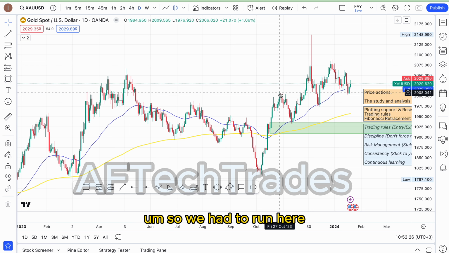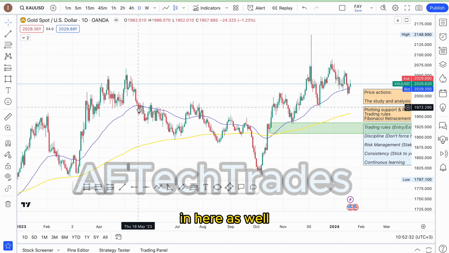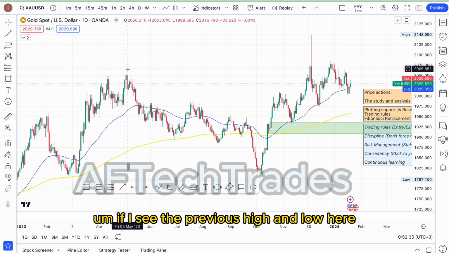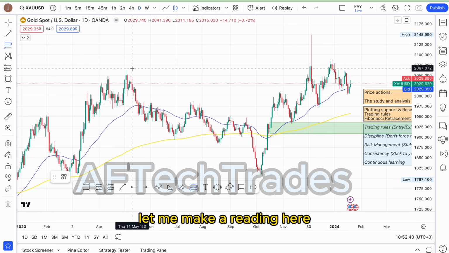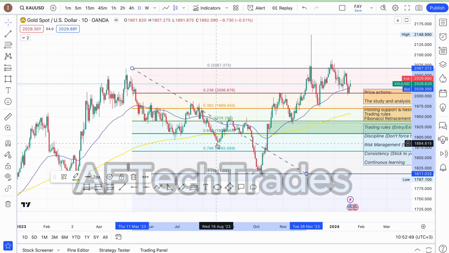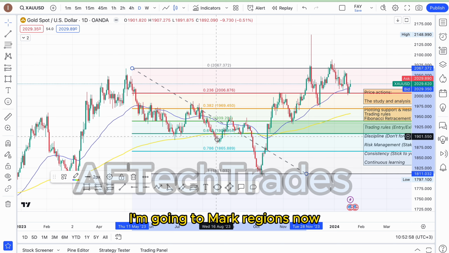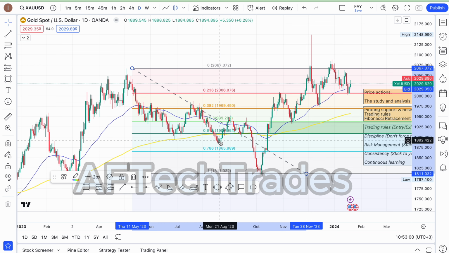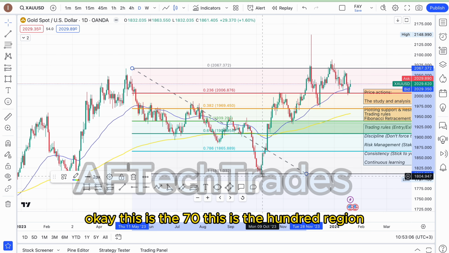So we had a run here. Now I have to bring my Fibonacci retracement tool in here as well. If I see the previous high and low here, let me make a reading. Okay, this is 0.38. I'm going to mark regions now. I'm doing this afresh right from the start. Okay, this is the 70, this is the 100 region.